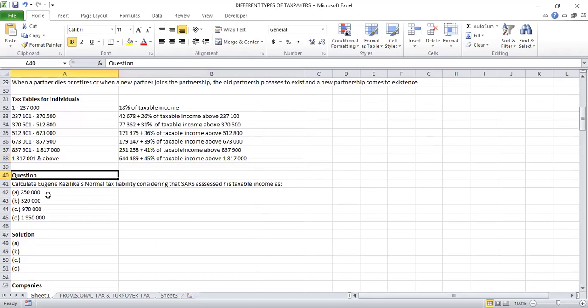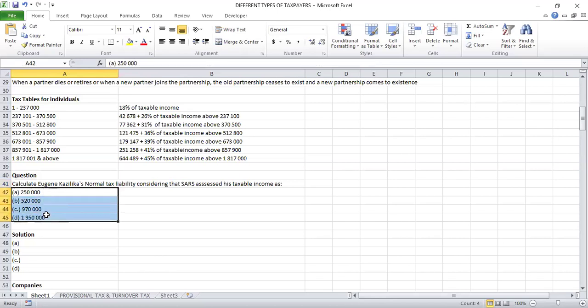Here I have a question, which asks about a taxpayer called Eugene Kazalika, for whom you have to calculate the normal tax liability, considering that their taxable income has been determined by SARS to be this. That's what I want to show here. Oh, okay, that's fine, because it was a bit confusing there. The tables, I give the tables, then below I give you examples of how to determine that tax. Okay, sir. Thanks, sir.